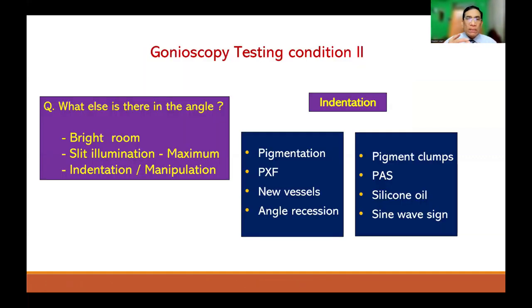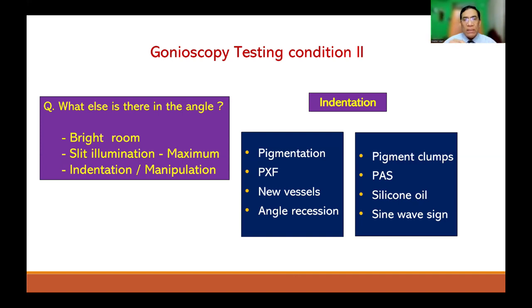Yes, that I was talking about, that there is primary testing condition 1, but sometimes after condition 1 is finished, you can increase the bright illumination to see more structure better, more pathological changes if you find here. So bright illumination, slit illumination maximum, indentation, all these things you can do.